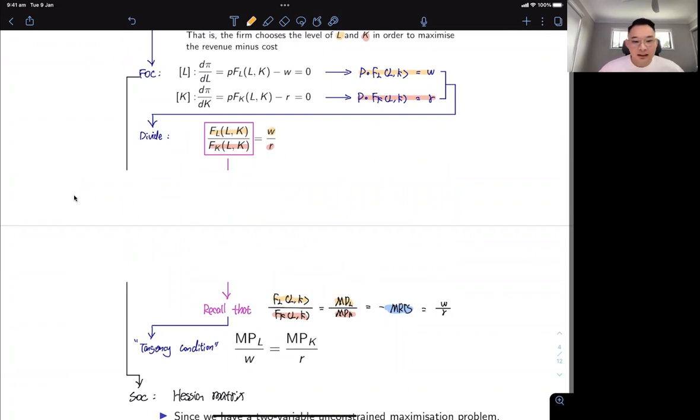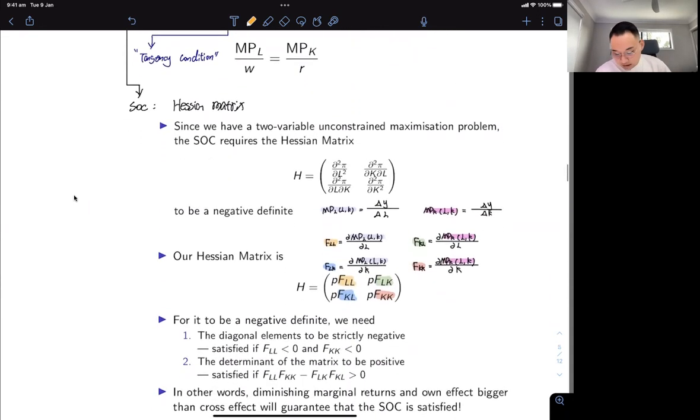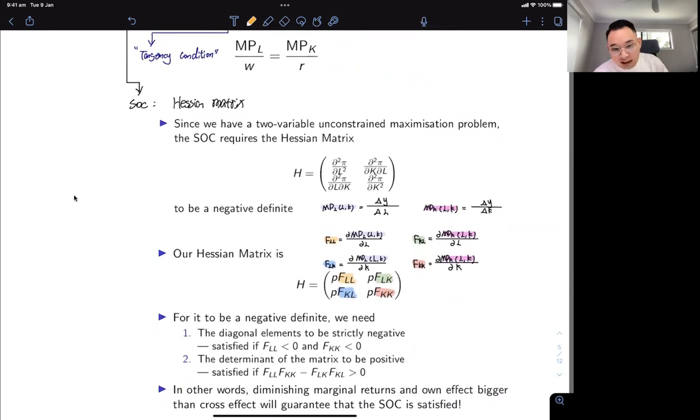So we have the tangency condition here, MPL over W equals MPK over R. Again, we need to check the second order condition. However, now this has not only own effects but also cross effects, because both capital and labor are allowed to vary. Therefore we need to check the Hessian matrix. We'll talk more about the Hessian matrix later.